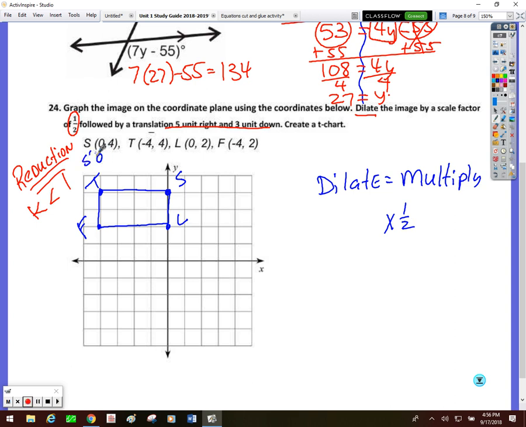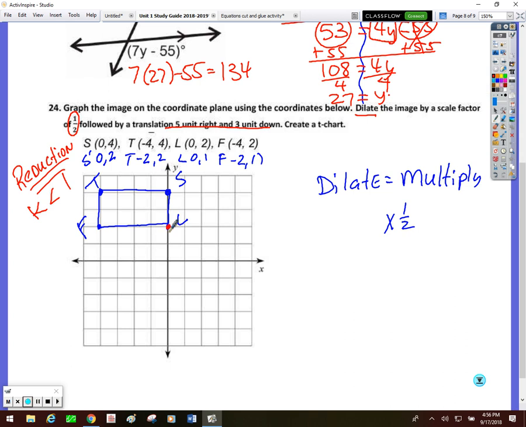So here's S prime. 4 times 1/2 is 2. What's half of 4 is 2, right? Half of -4 is -2. Half of 4 is 2. Half of 0 is 0. Half of 2 is 1. -4. Half of -4 is -2. 1, right? All right, I'm going to do a different color. Even though I did that in blue, I'm still going to do it in red. Okay? So let's graph this.